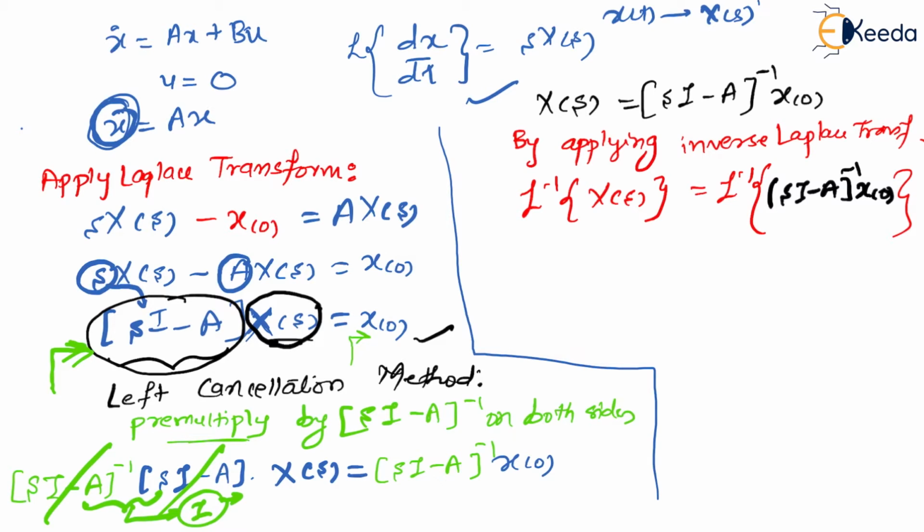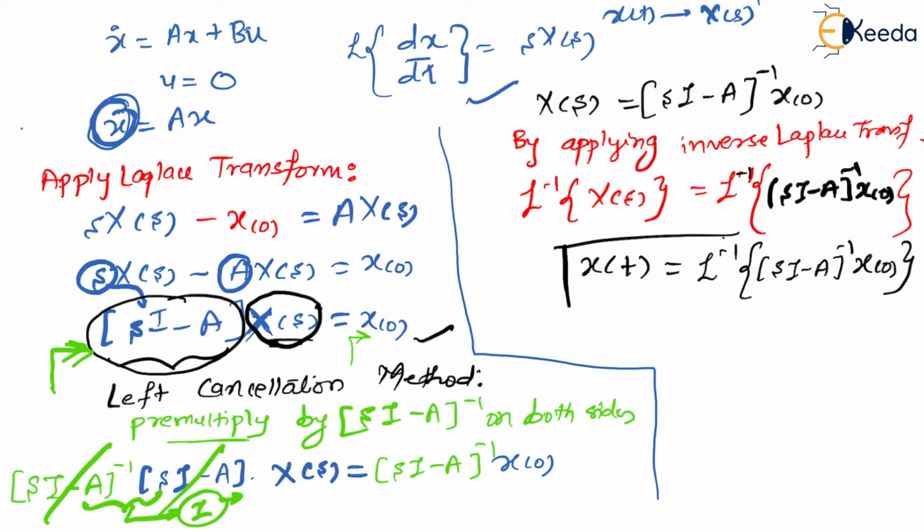So now how to find this X(t)? Very simple. This Laplace inverse of X(s) is nothing but X(t). So X(t) is equal to Laplace inverse of (sI minus A) inverse into X(0). Note that when people take this inverse Laplace, they just put the inverse here, but they do not put the inverse there. You have to remember to put the inverse there also. I am telling you this because this is the mistake students make in the exam.